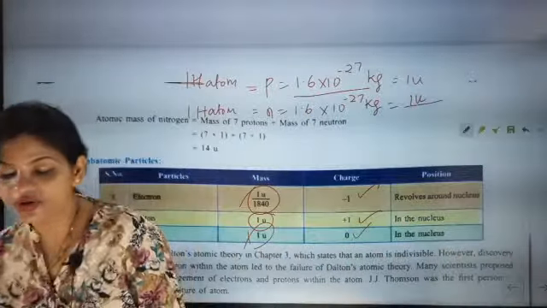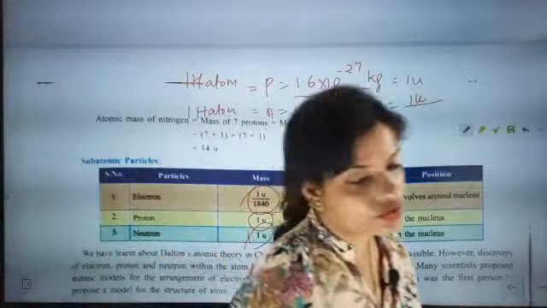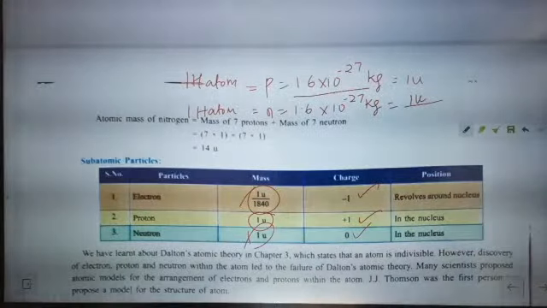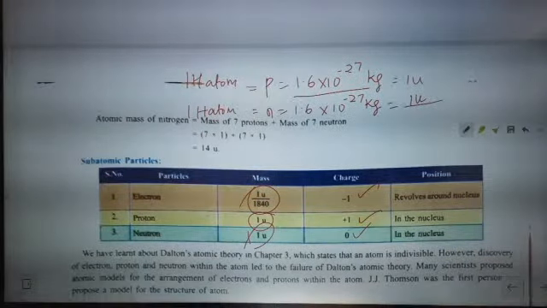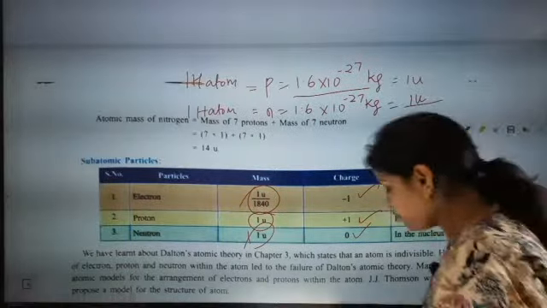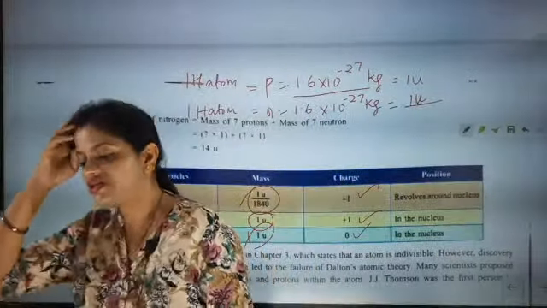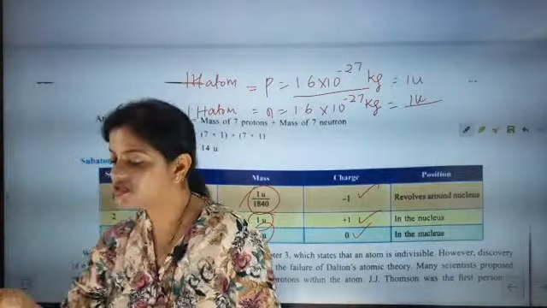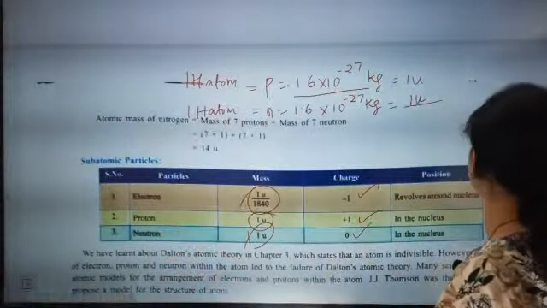Where are proton and neutron present? Proton and neutron are present inside the nucleus. I repeat, proton and neutron are exactly present inside the nucleus. So this was the concept we have tried to understand.